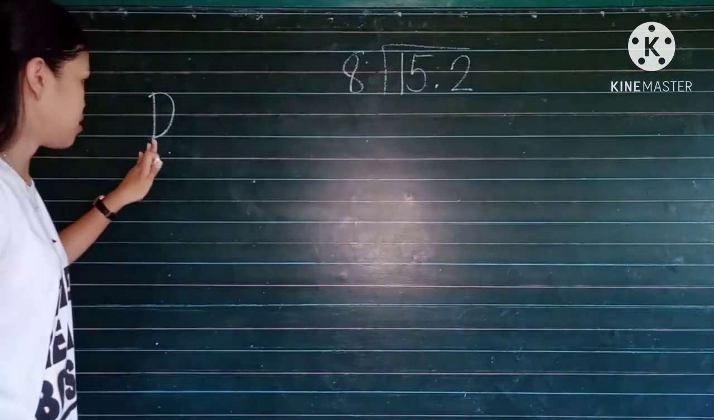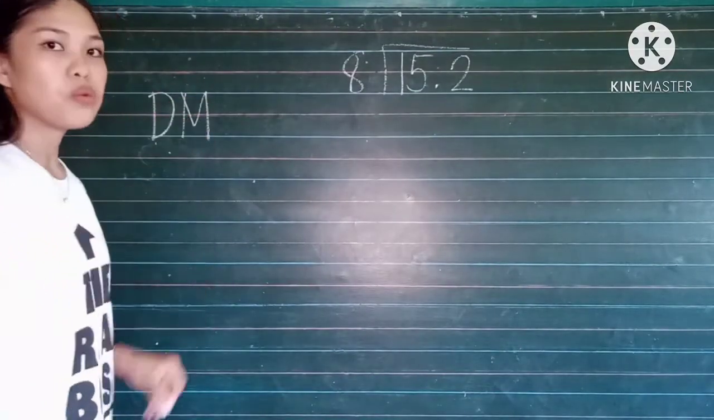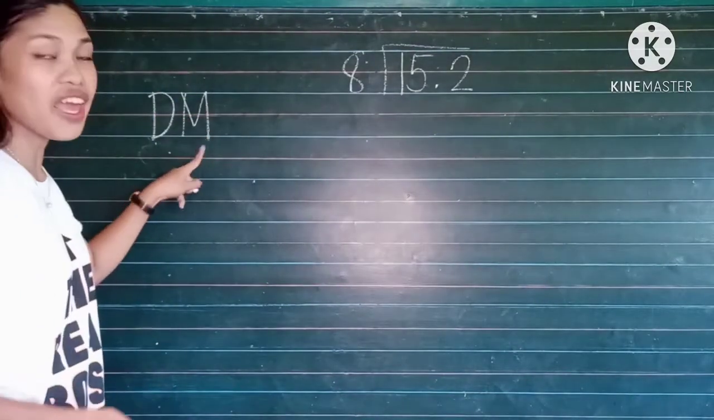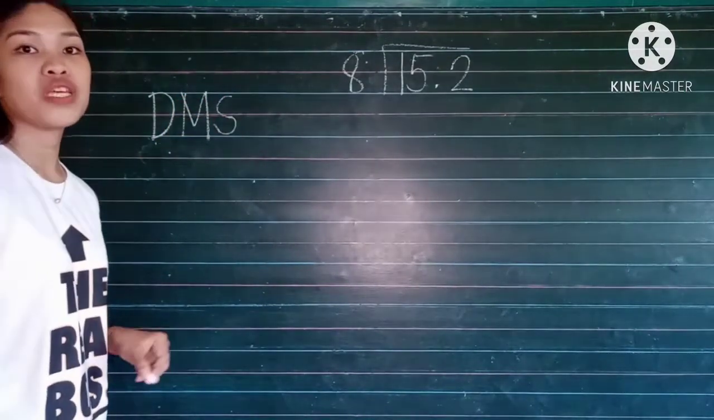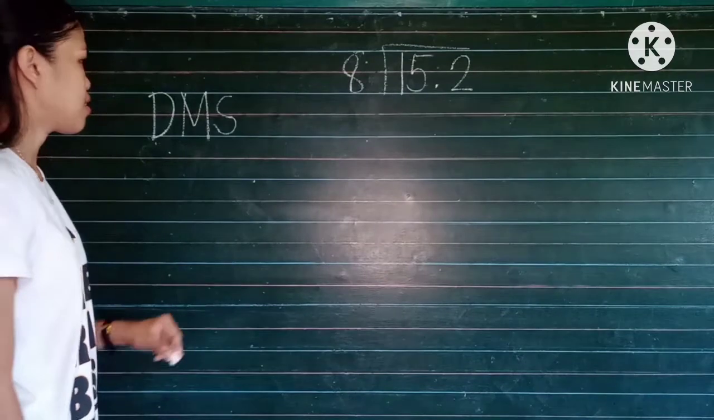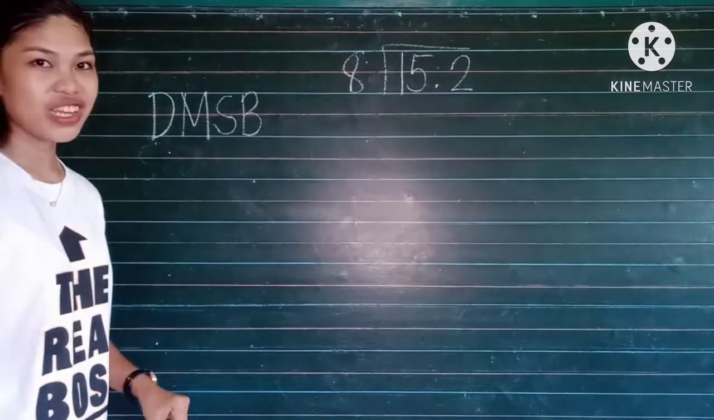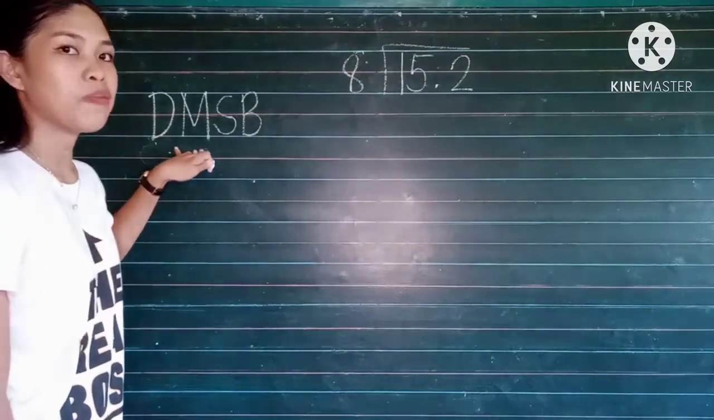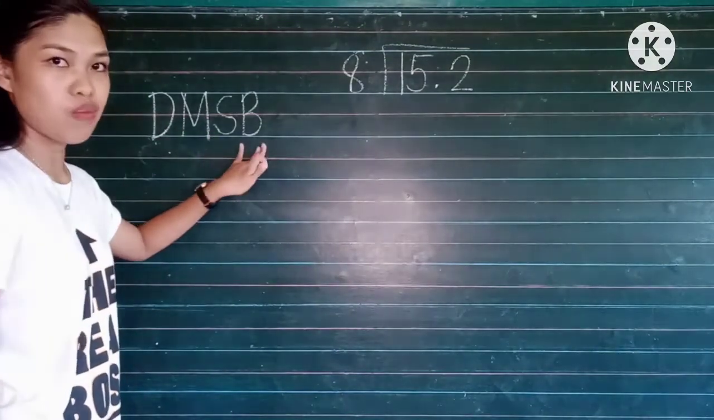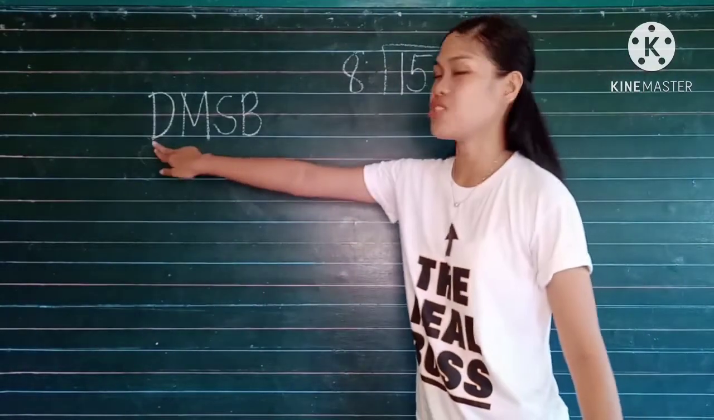which means divide, M, which means multiply, S, which means subtract, and B, which means bring down. Okay? Divide, multiply, subtract, and bring down. Now first, we are going to divide.